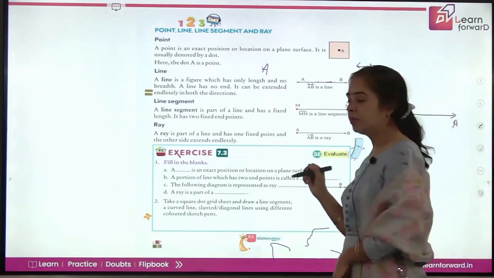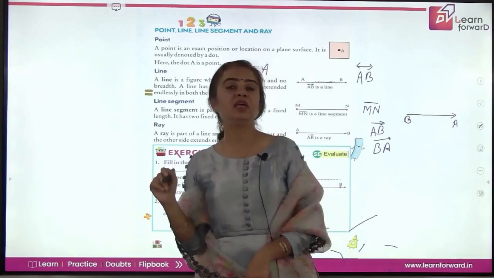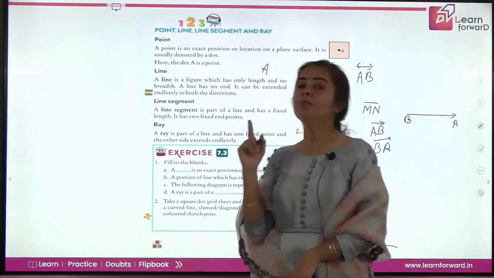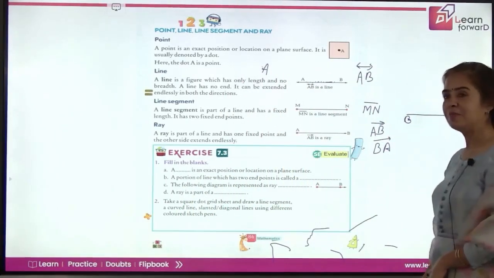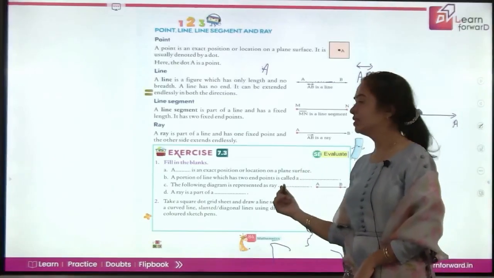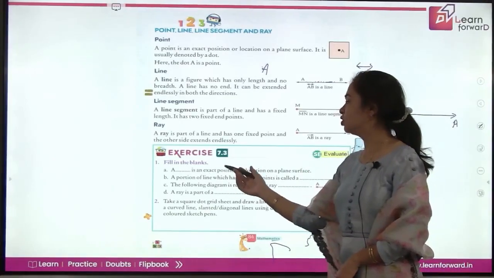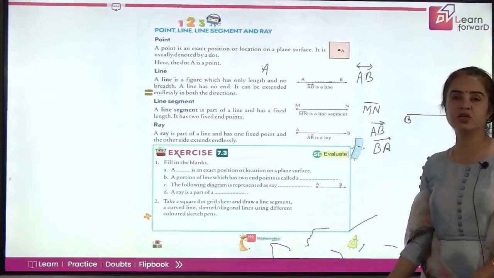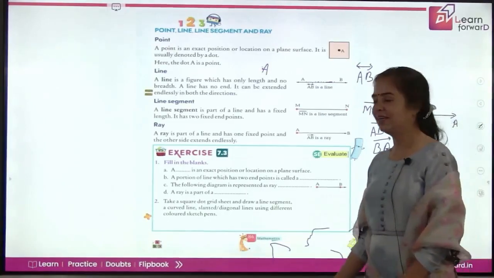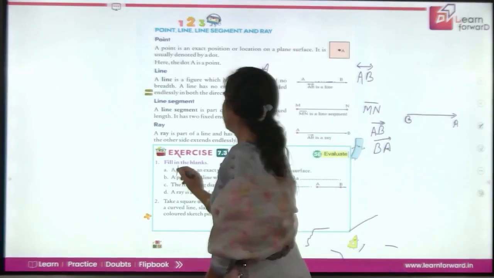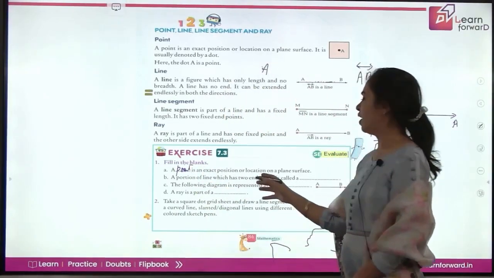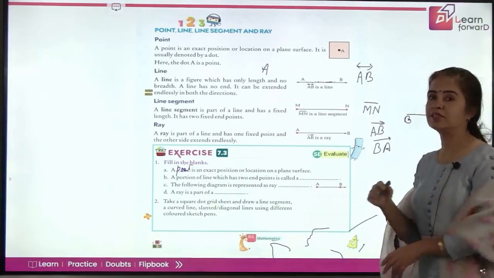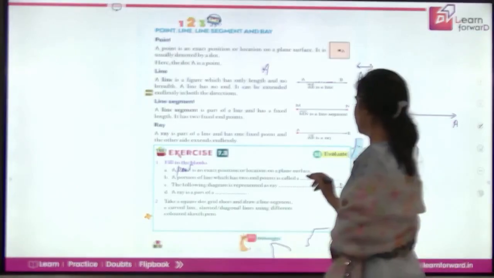So always remember that you have to write the name of the ray very carefully, mentioning the fixed starting point first, right? Coming to the exercise now, fill in the blanks. A dash is an exact position or location on a plane surface. What is that? Yes, that is a point. A portion of a line which has two end points is called a line segment.